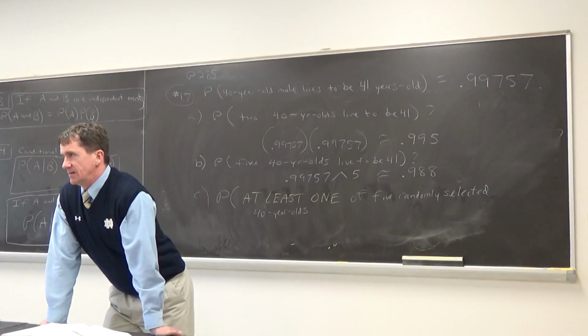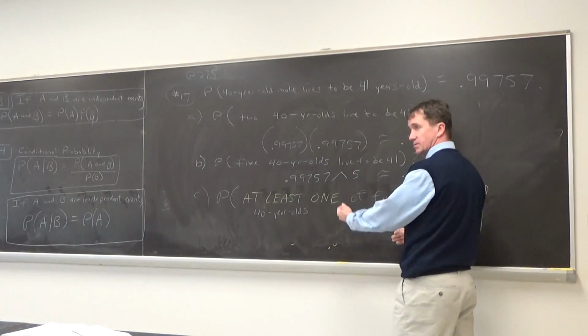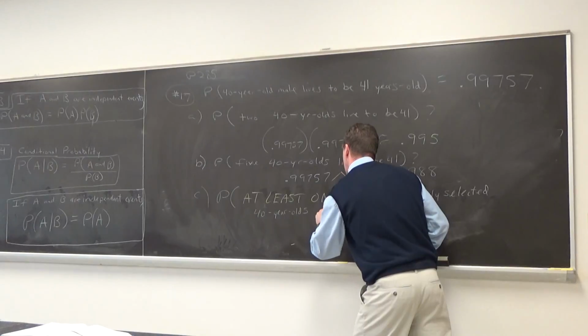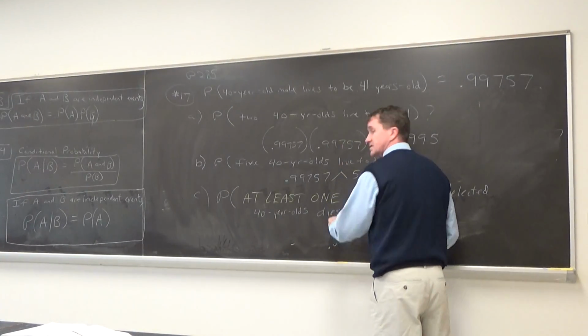Can I make that brief? I think they're using euphemisms here. Can I just say the word dies? Right? That's what they're saying, right? At least one of 5 randomly selected 40-year-olds dies. That's what we're hitting there. Does not live, they wrote.